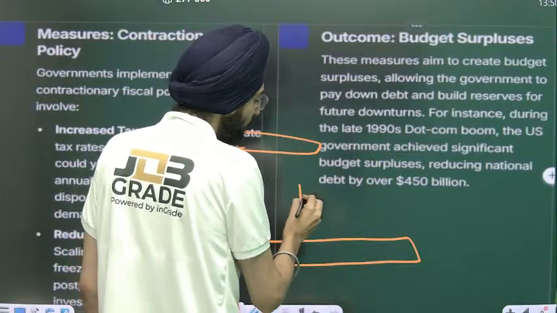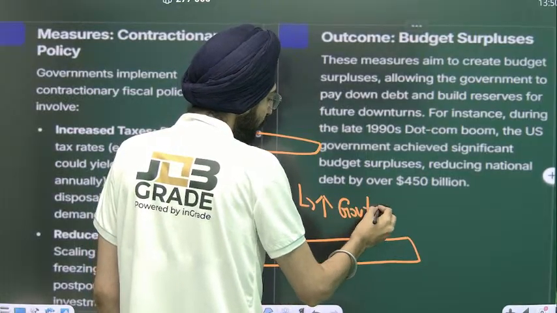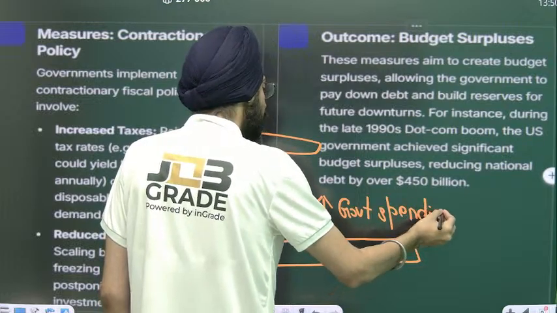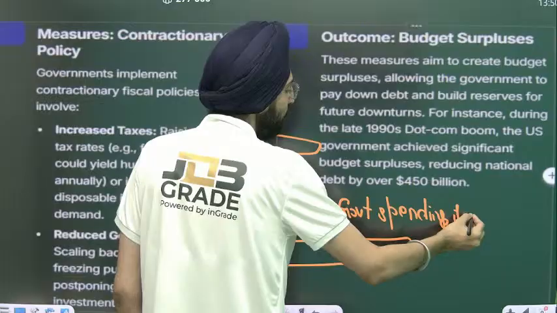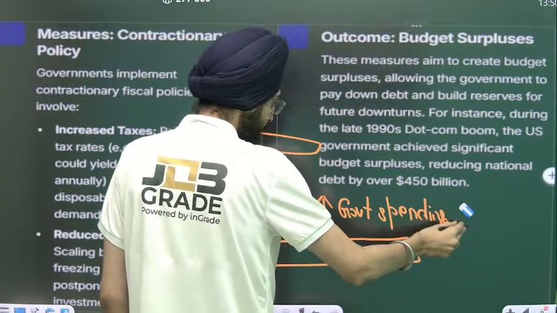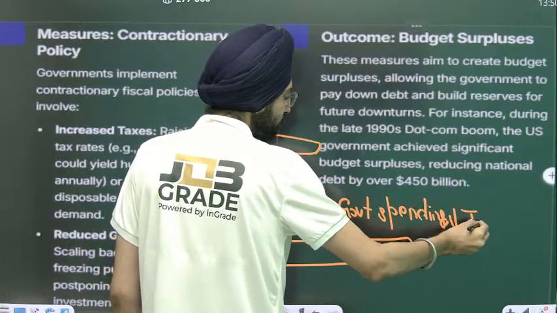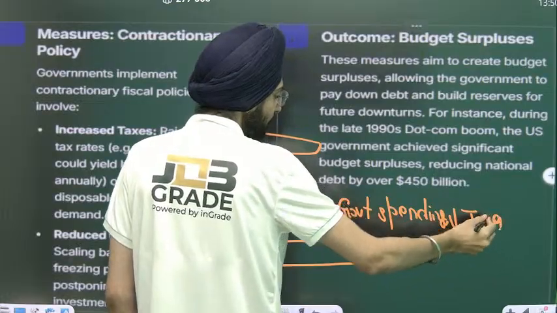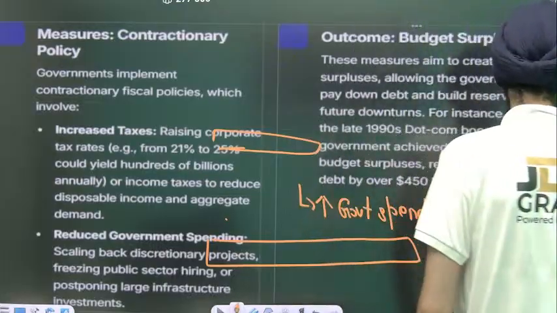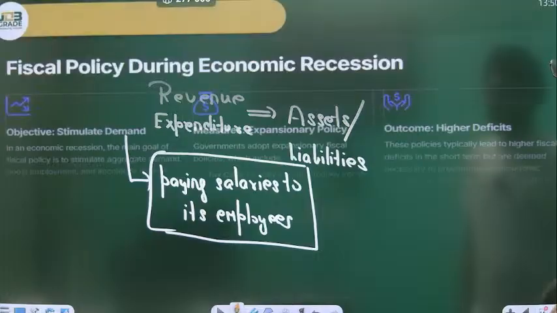Expansionary policy, on the other hand, is all about increasing government spending and reducing taxes. I hope you got these points. Okay, let's move on to the next PPT.